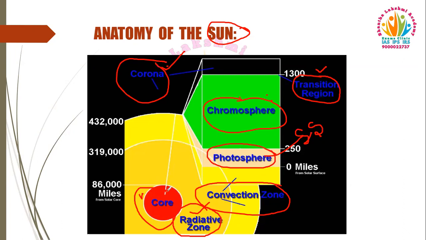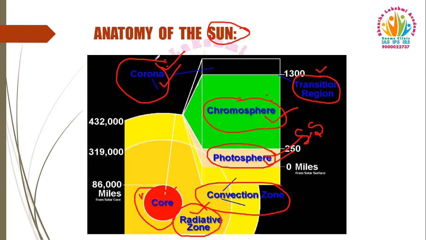So if we need to arrange these layers from inward to outward, we can say that first the innermost region is the core, then the radiative zone, convective zone, photosphere, chromosphere, and the last, outermost layer of the sun is the corona.